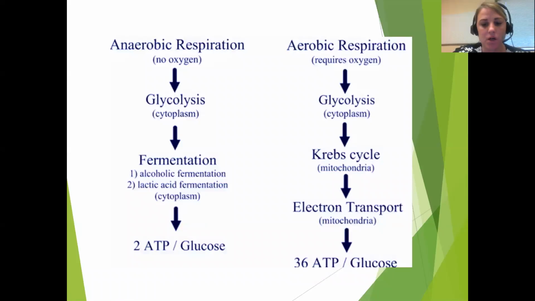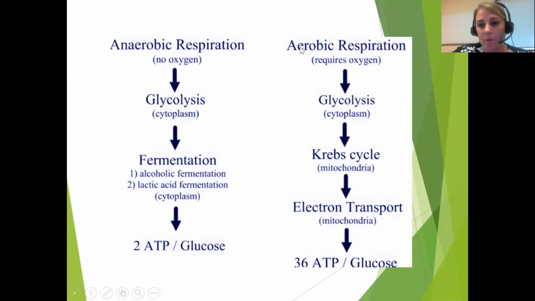Here's a flow chart that will show you. We have anaerobic respiration. Remember, no oxygen is going to be present. We still go through glycolysis in the cytoplasm. There are 2 types of fermentation, alcoholic or lactic acid, which again occur in the cytoplasm. And we're going to get 2 ATP molecules for every glucose molecule.